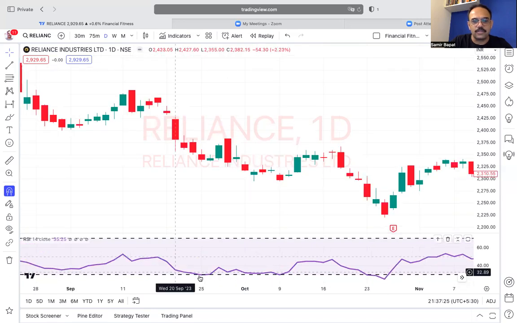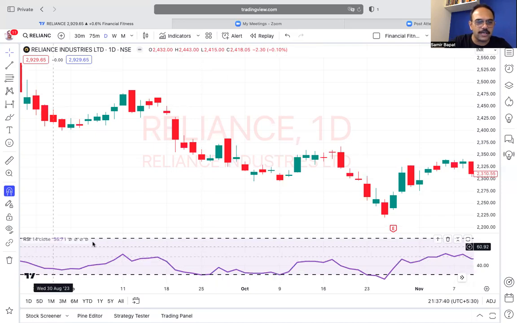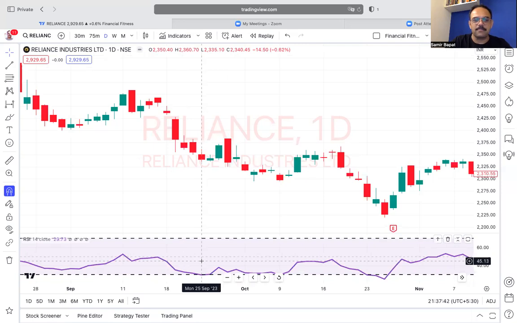RSI went down below 30 here. It just crossed. I'm not sure if you can see the RSI value here. If I keep my mouse here, it is showing 29.73. Can you see the RSI value here? RSI 14 close. If I keep my mouse here, it is showing 29.73, visible, right? On mobile it may not be visible, but on laptop it will be visible. Okay, Aishwarya is saying it is visible.